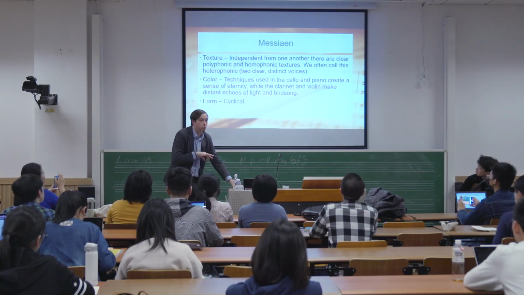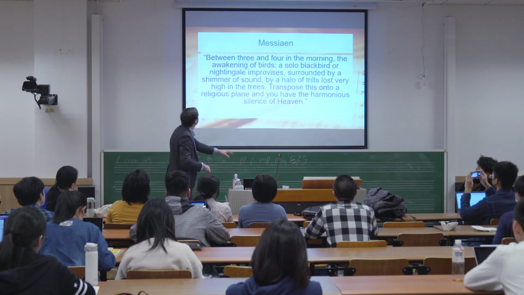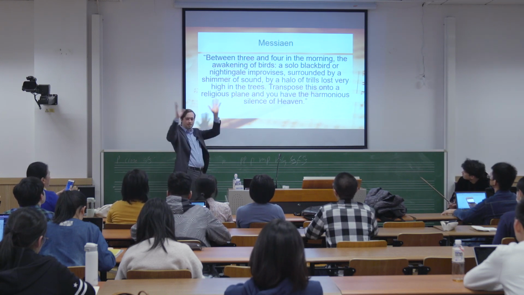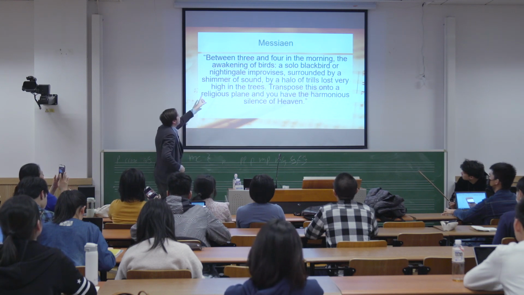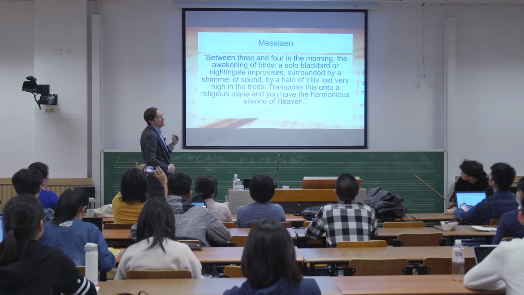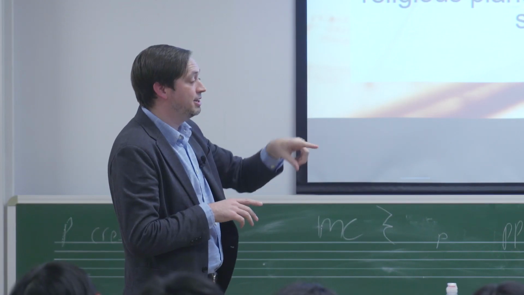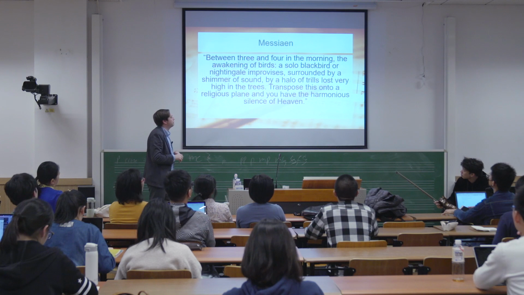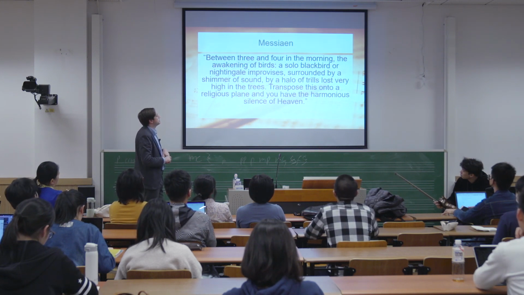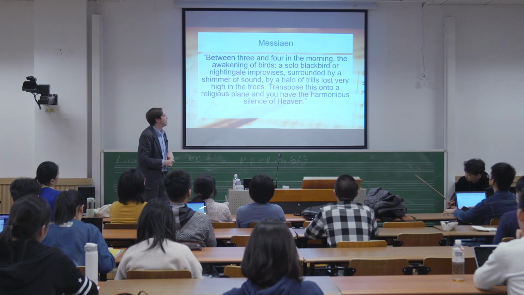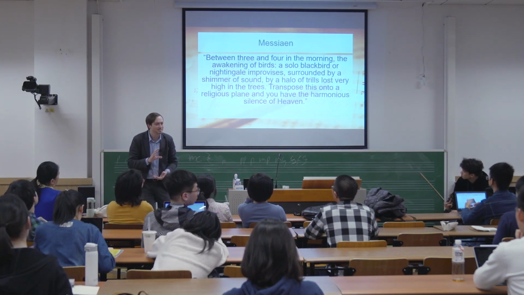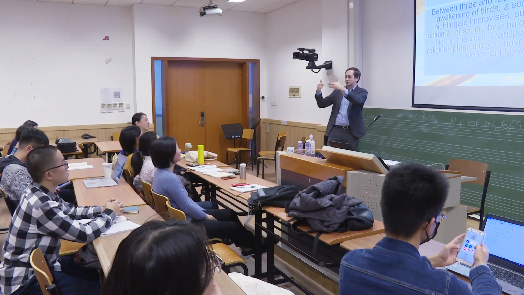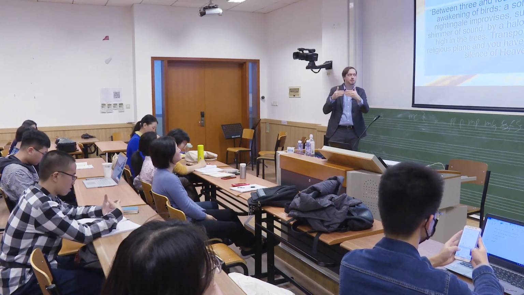Now, here's Messiaen's actual words of him describing this piece. Between 3 and 4 in the morning, which is strange because he wanted to paint eternity, and eternity has no time. The awakening of birds, a solo blackbird or nightingale improvises. Surrounded by a shimmer of sound, by a halo of trills, lost very high in the trees. Transpose this onto a religious plane, and you have the harmonious silence of heaven, right? So, it's a very interesting dichotomy or juxtaposition of words that Messiaen is trying to create.